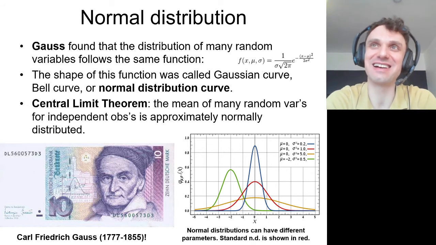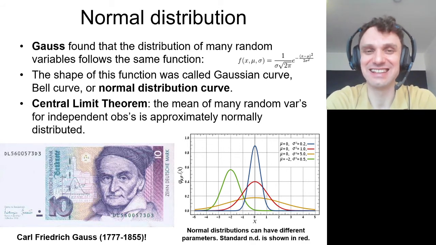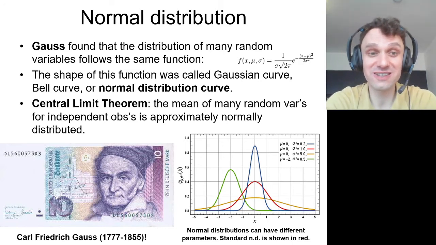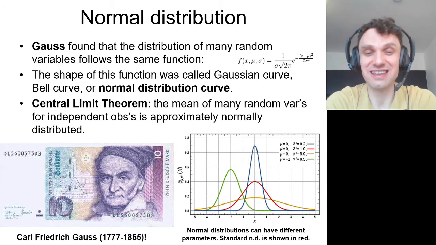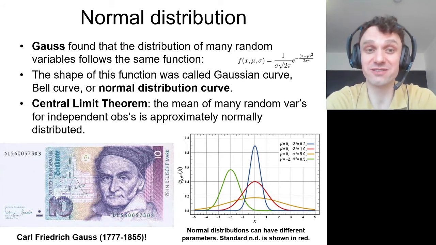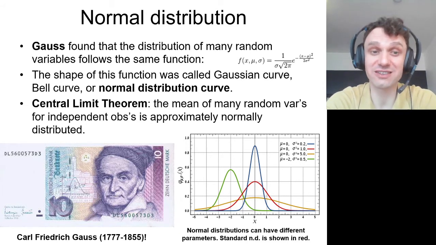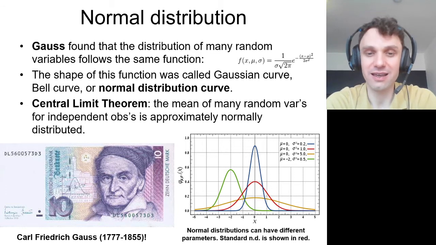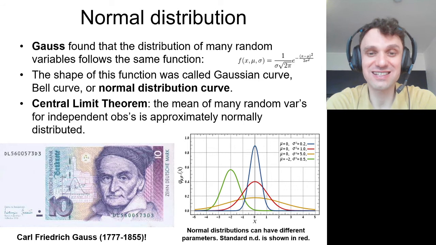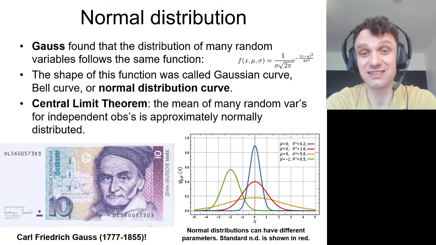For people who are more humanities oriented, this shape is called the Gaussian curve, or the bell curve, or the normal distribution curve. And Carl Friedrich Gauss proved this central limit theorem, that if you average many different random variables, for measurements, for independent observations, you will always get an approximate normal distribution. You can see different examples of normal distributions here on this diagram. They are different with respect to mean and standard deviation.